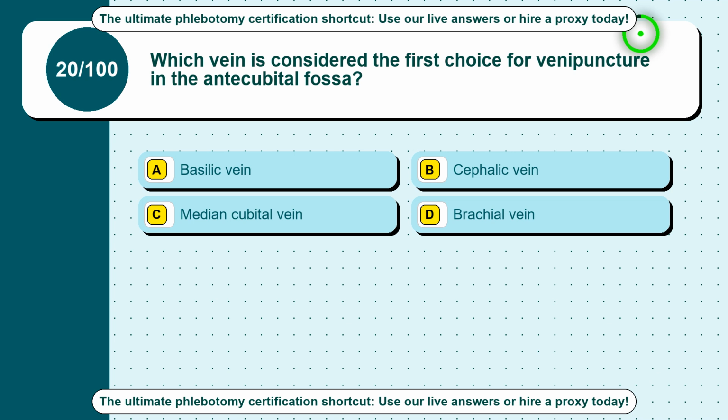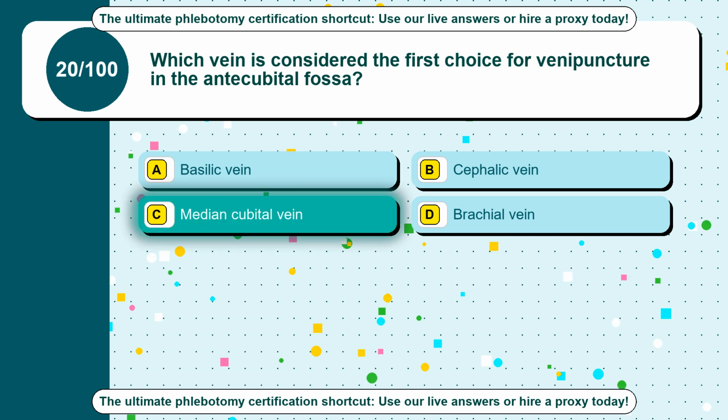Question 20. Which vein is considered the first choice for venipuncture in the antecubital fossa? Option A, basilic vein. Option B, cephalic vein. Option C, median cubital vein. Option D, brachial vein. The correct answer is option C, median cubital vein.